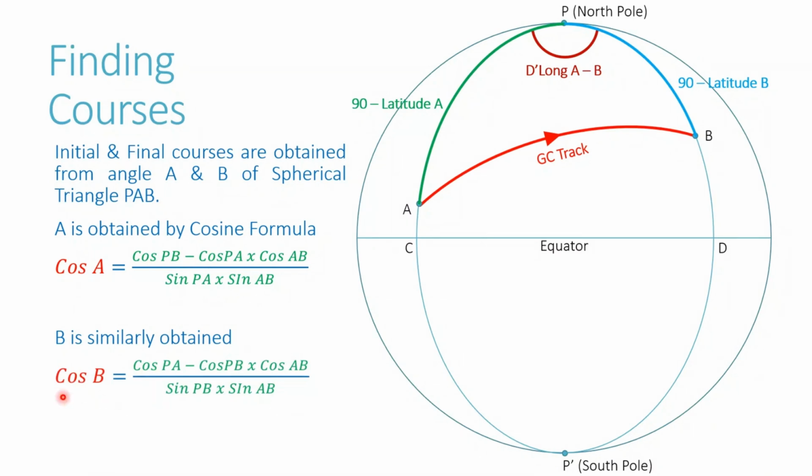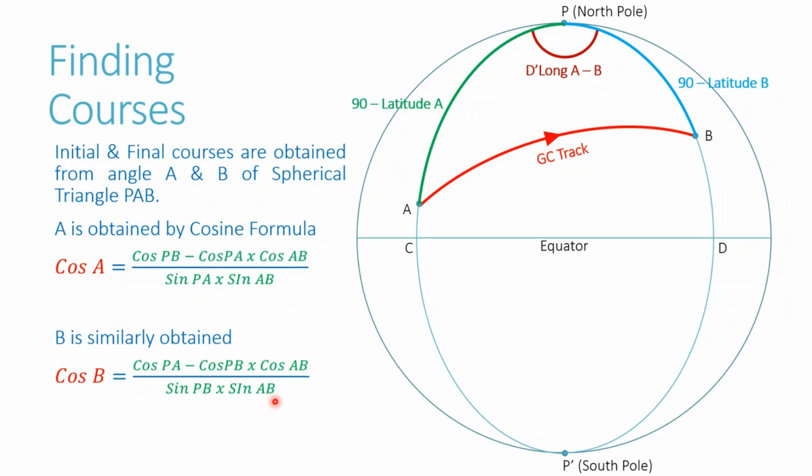The cosine formula will now say cos of B is equal to cos of PA. You can see PA is the opposite side to angle B, minus cos of PB. PB is the adjacent side, multiplied by cos of AB. AB is the second adjacent side to angle B, whole divided by sine of PB into sine of AB.